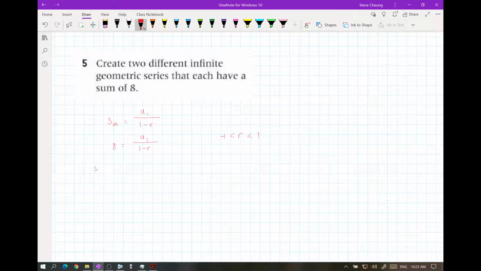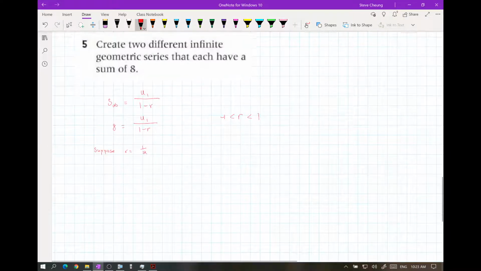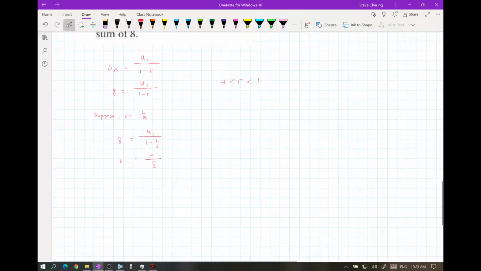So let's say, suppose r equals 1/2. Then I would just have 8 equals u1 over 1 minus a half, which is just a half. So multiply this by a half. So that is one sequence: u1 equals 4, r equals 1/2.